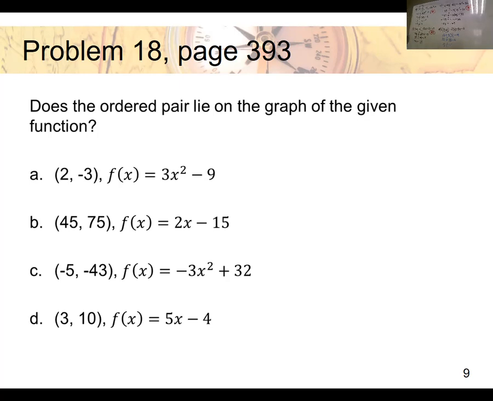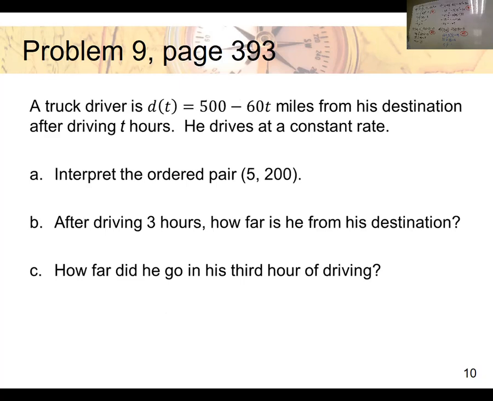As you can see here, 10 does not equal 11. So this ordered pair 3, 10 does not lie on the graph of the function f of x equals 5x minus 4. Okay. All right, any questions about problem number 18? Okay. All right, problem number 19.